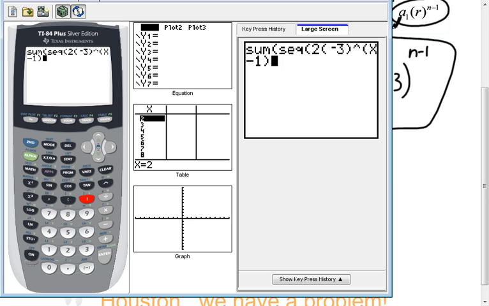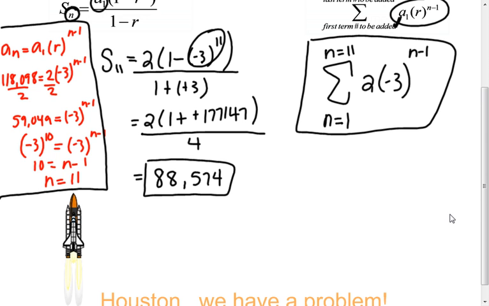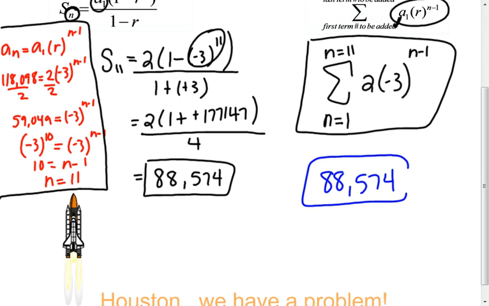Okay, so I put the formula in now, and then I will go comma, x, comma, my lower number, which was 1, comma, my higher number, which is how many terms I'm summing up. In this case, I'm summing up 11 terms I figured out. Close that. And again, I should get the same answer, 88,574. So you can do that either way. Okay?